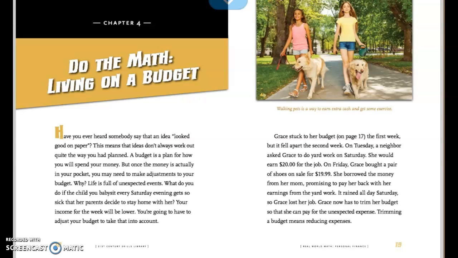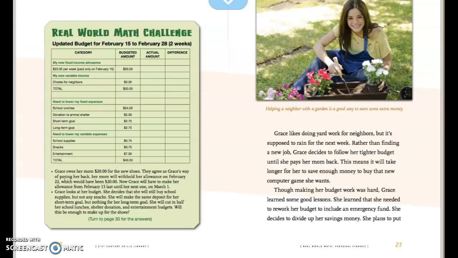And the caption reads, "Walking pets is a way to earn extra cash and get some exercise." Grace likes doing yard work for neighbors, but it's supposed to rain for the next week. Rather than finding a new job, Grace decides to follow her tighter budget until she pays her mom back. This means it will take longer for her to save enough money to buy that new computer game she wants.